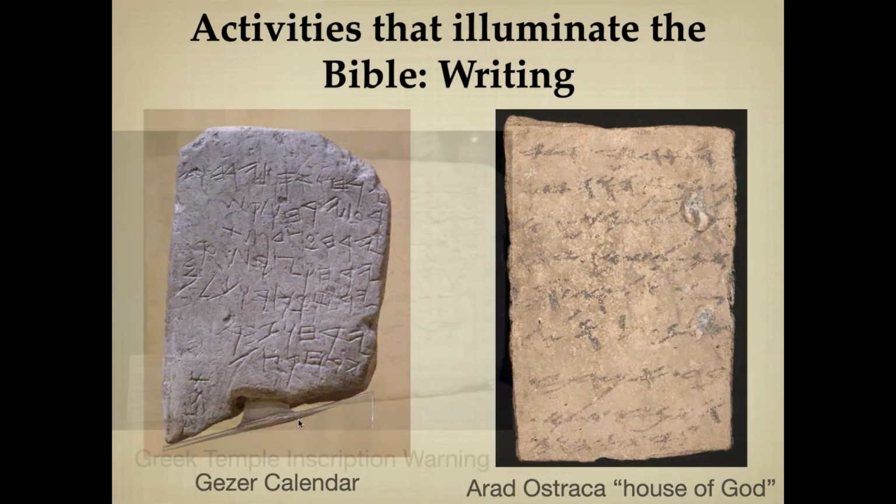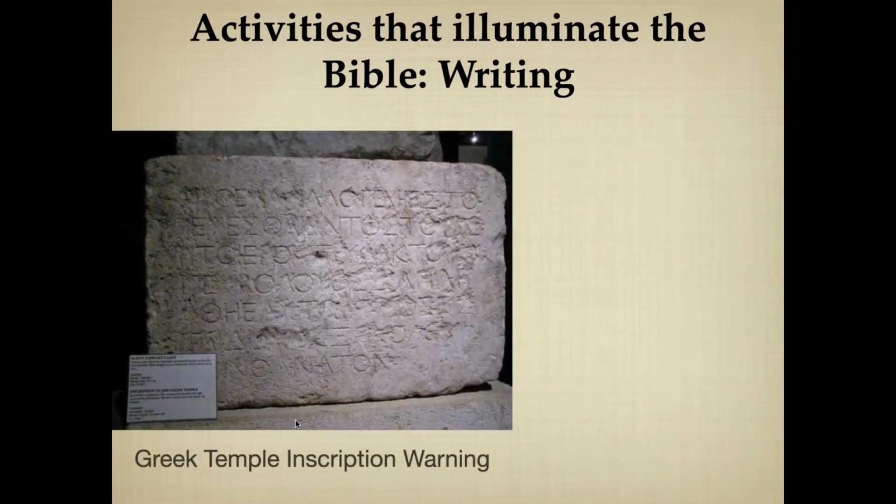It wasn't destroyed yet. And then from the New Testament, we have this very fascinating example of a Greek temple inscription warning. This is written in Greek, but it was from the temple, and it was written in Greek to say that it is forbidden for any Gentile to enter into the Jewish part of the temple.